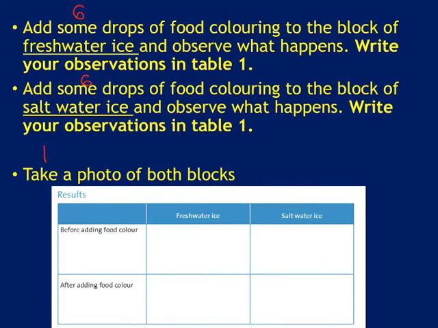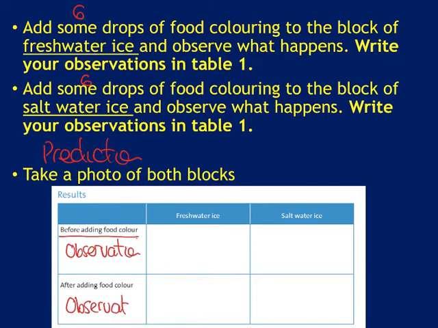So you're going to have your prediction. This is going to be your table of results. Before adding food color, what did the ice blocks look like? So this is, again, your observation. You will then have your observation once you added in your food colour, and I need you to take a photo of both blocks for me.